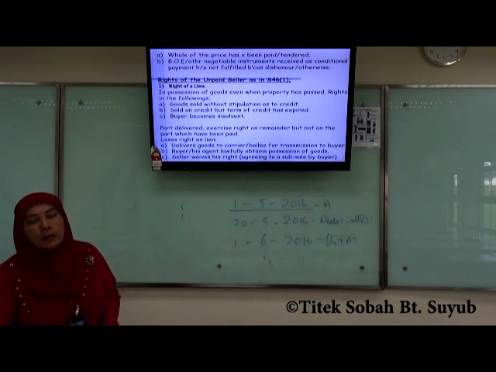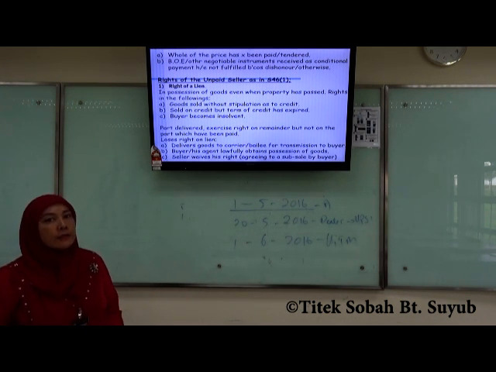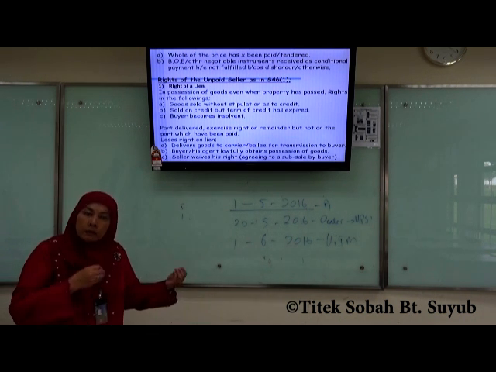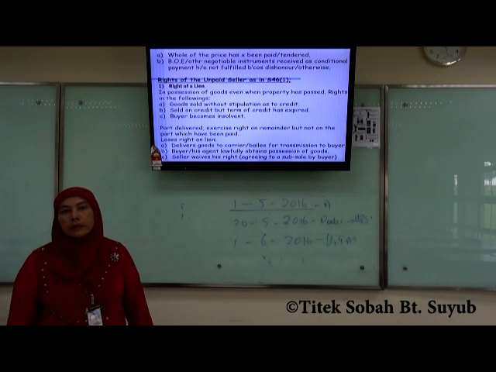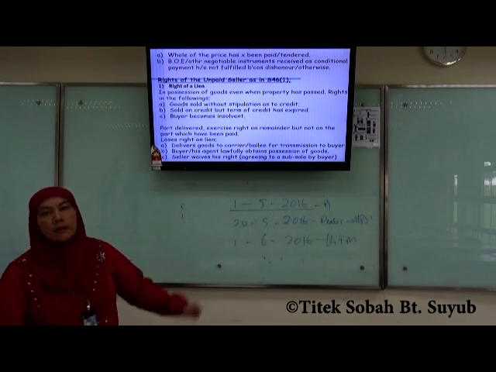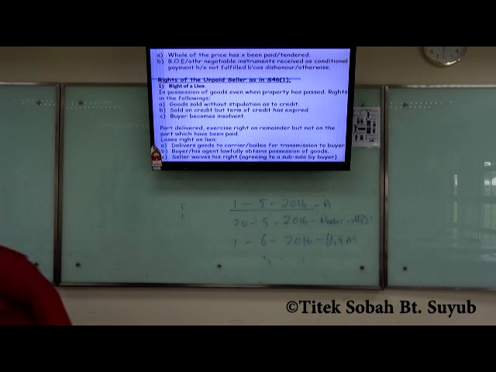Or number 3, if the seller himself waives his right. What does it mean? Meaning the seller himself agreed to the buyer that the buyer can sell the said goods to another buyer. Then under the situation, the seller will lose this right.